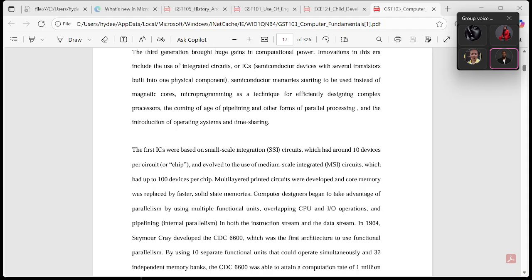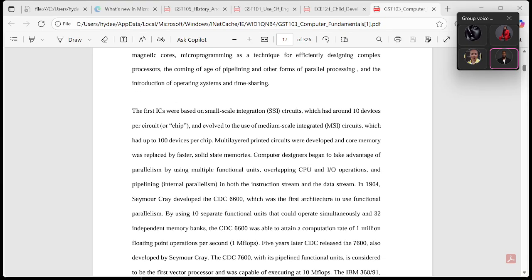So when we talk about overlapping I/O operations, pipelining, and internal parallelism, we mean the internal functions: how these things operate and carry out their various operations.